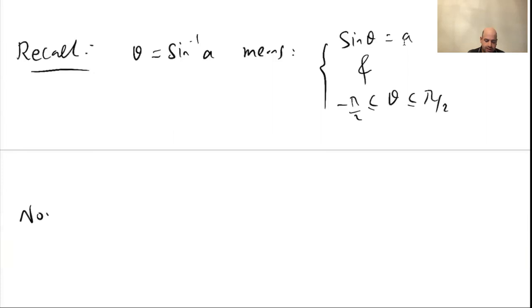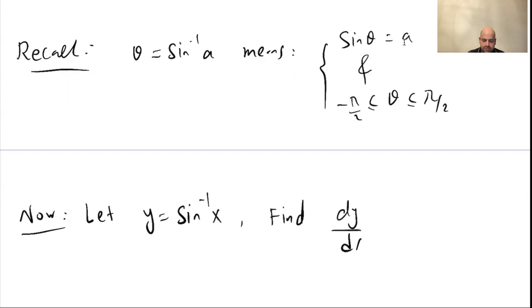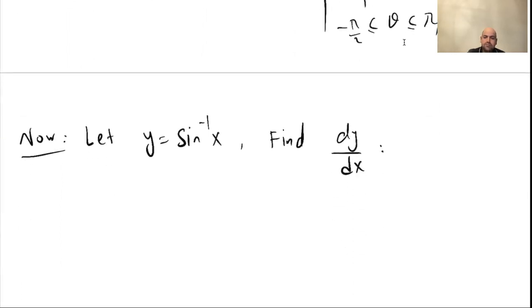So now let's say, let y equal sine inverse x. And we want to find dy to dx. Okay, we want to use a similar method that we previously used. For example, for logarithm, we changed it to exponential, right? So we translated logarithm to exponential, and then we used the formula for exponential differentiation to find the derivative of logarithm. So we can use a similar method here.